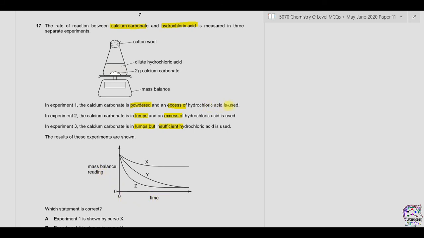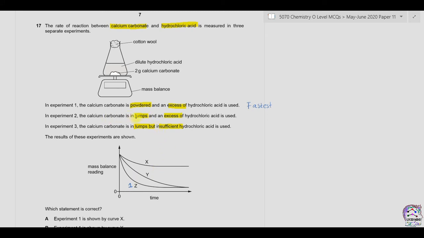Now let's find out which experiment is the fastest. In experiment 1 we have powdered calcium carbonate and excess of hydrochloric acid. So therefore we have more surface area and excess of HCl. So therefore this reaction will be the fastest. And how can we come to know about the fastest from the graph? The one that is more steep will be the fastest. So Z is actually experiment 1.